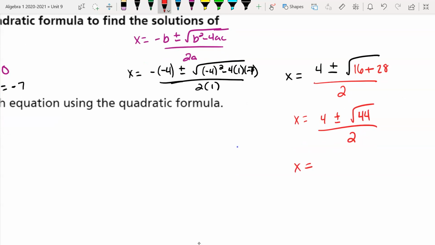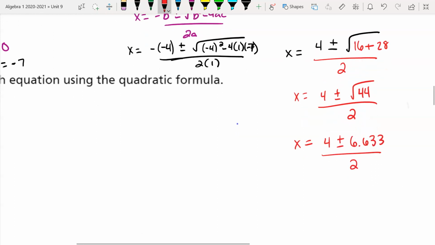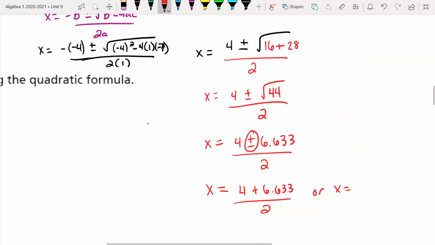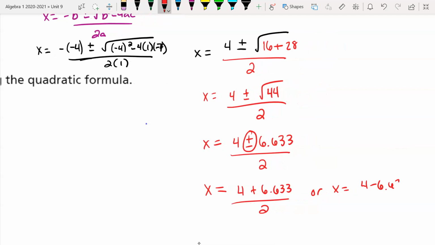Now we're going to take the square root of 44, and you're going to get 4 plus or minus 6.633 divided by 2. Sometimes you are going to get decimals on these. So now to find your two answers, see how there's a plus or a minus sign here? I would say 4 plus 6.633 divided by 2 is one answer, or x is equal to 4 minus 6.633 divided by 2.